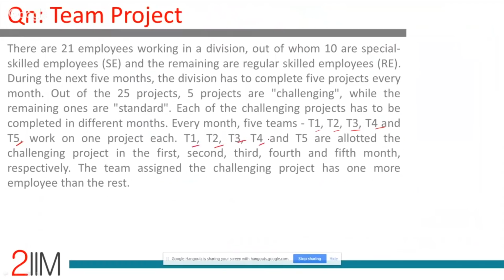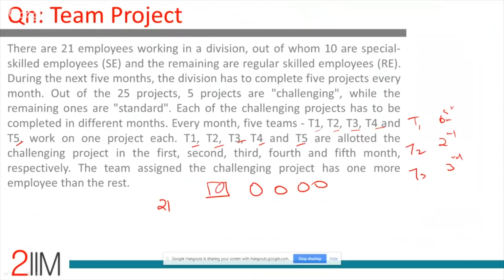T1, T2, T3, T4, and T5 are allotted the challenging project the first, second, third, fourth, and fifth months respectively. So team T1 does a challenging project in the first month. T2 does a challenging one in the second month. T3 the third month, and so on. The team assigned the challenging project has one more employee than the rest. This is interesting. Totally 21 guys. There's one team that is challenging and 4 standard. This has one more than this.